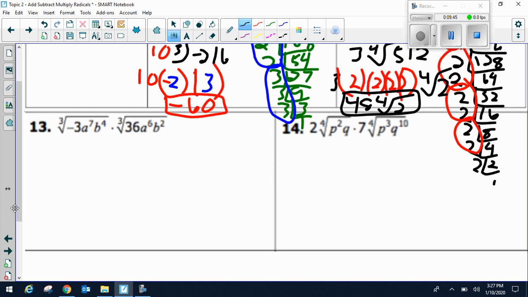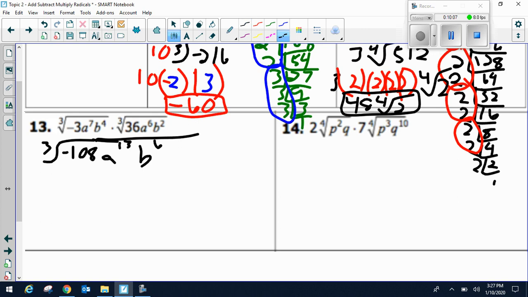Okay. Same thing for the last two. Same index, so I can multiply them together. So 36 times 3 gives me negative cube root of negative 108. Remember, you add exponents when you multiply them. So 7 plus 6 gives me an A to the 13th, and then B to the 6th.